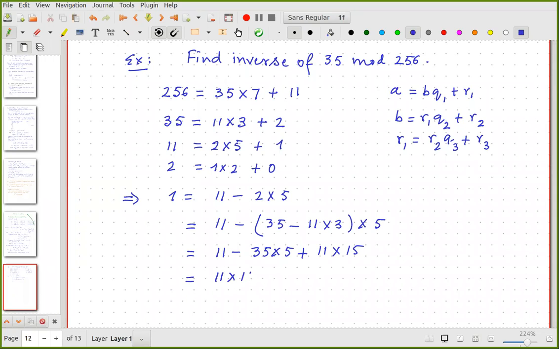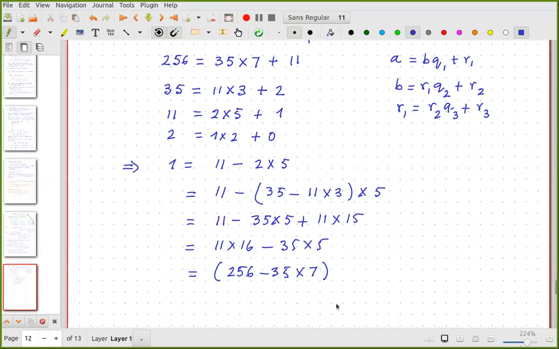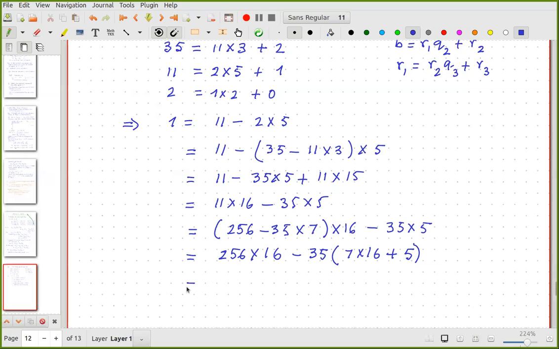So this is 11 into 16 minus 35 into 5. Now 11 is replaced by this. So it is 256 minus 35 into 7, that stands for 11, multiplied by 16 minus 35 into 5. So 256 into 16 minus, so let's multiply out this 35. If I take 35 common, then it is 7 into 16 plus 5. I just write it in that form, 256.